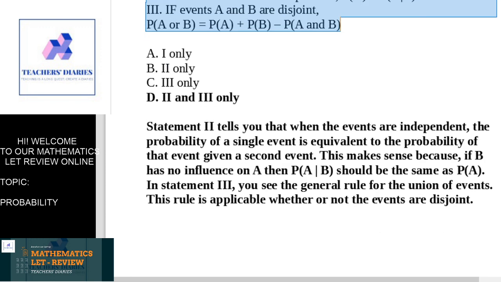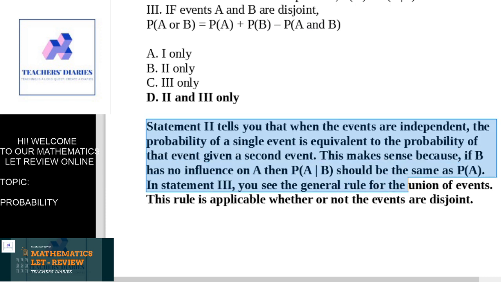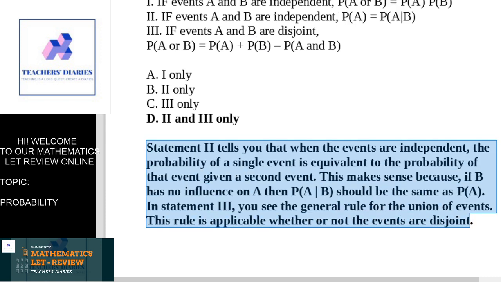Statement 2 tells you that when the events are independent, the probability of a single event is equivalent to the probability of that event given a second event. This makes sense, because if B has no influence on A, then P of A given B should be the same as P of A. In statement 3, you see the general rule for the union of events, and this rule is applicable whether or not the events are disjoint.